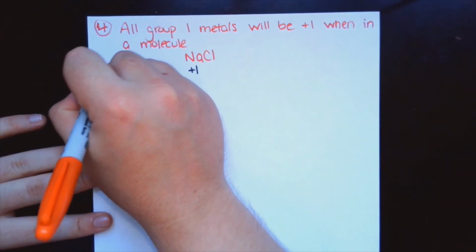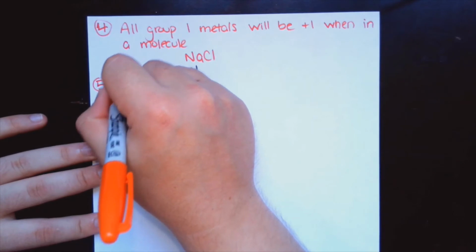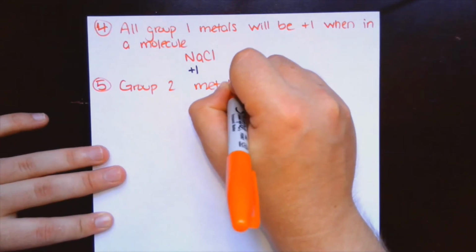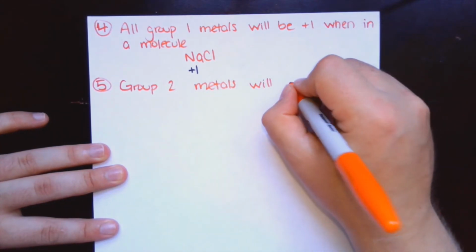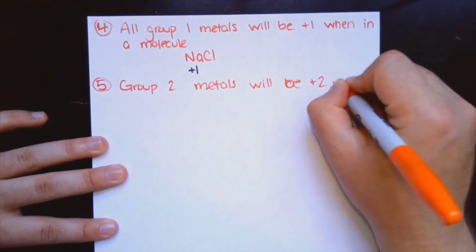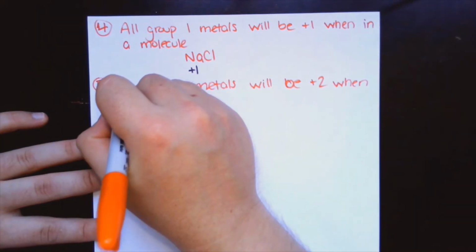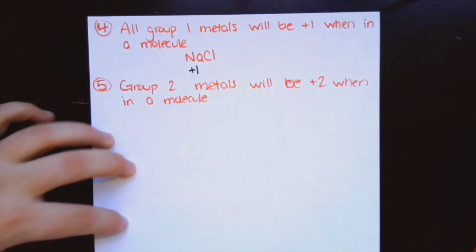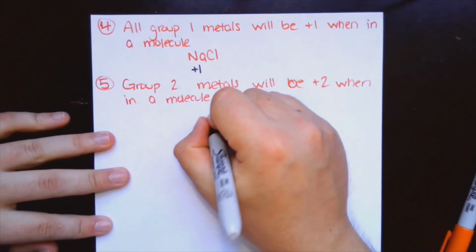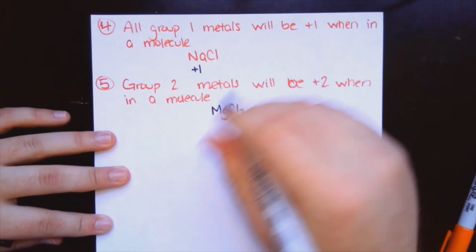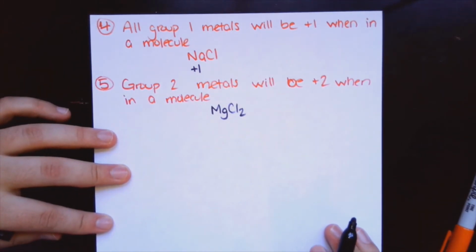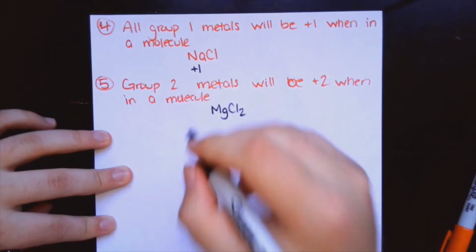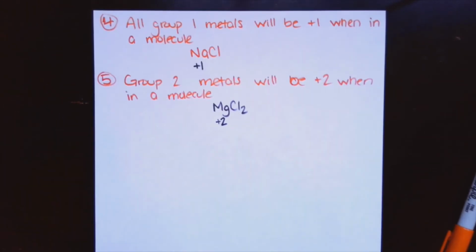Rule 5 is very similar. It says group 2 metals will always be +2 when in a molecule. So, for instance, let's say we have magnesium chloride. Mg, oops, went to black a little bit early there, but that's alright. So MgCl2, magnesium is a group 2 metal, and that's in a molecule, so its oxidation number will be +2, right? Always.